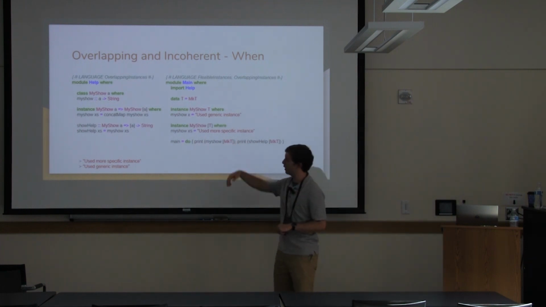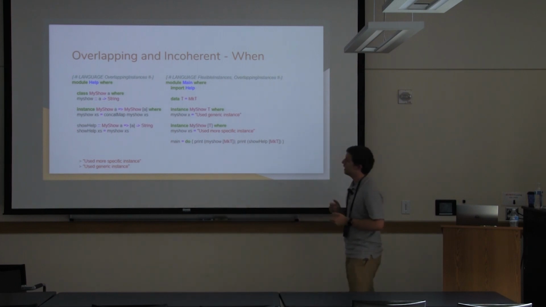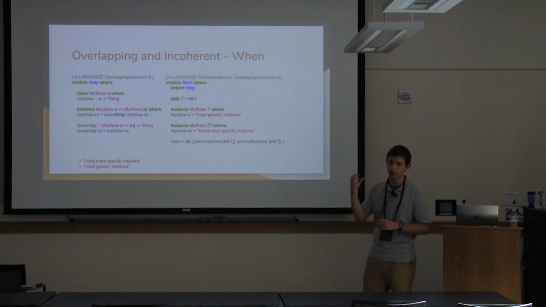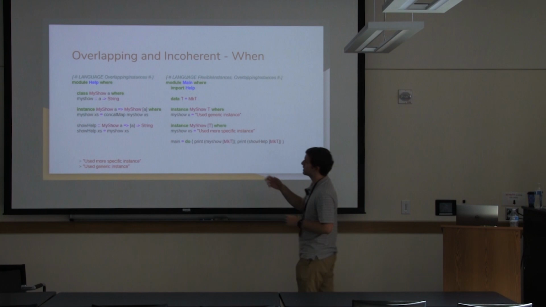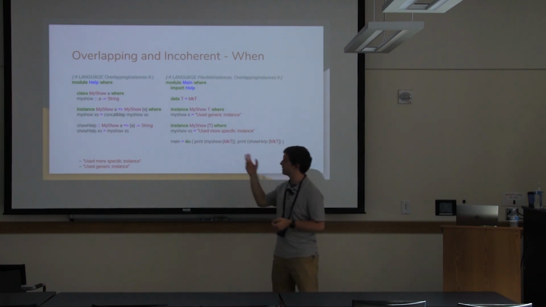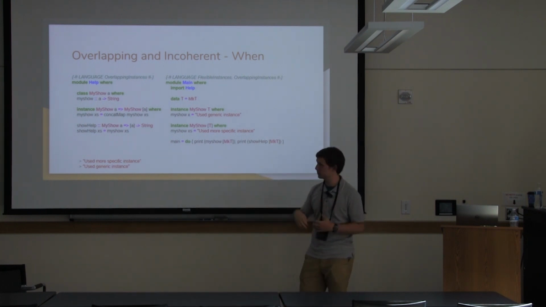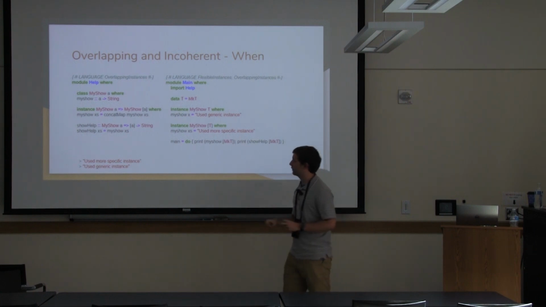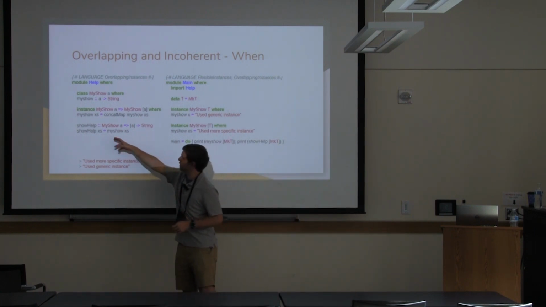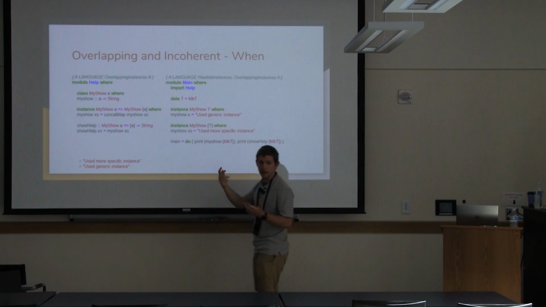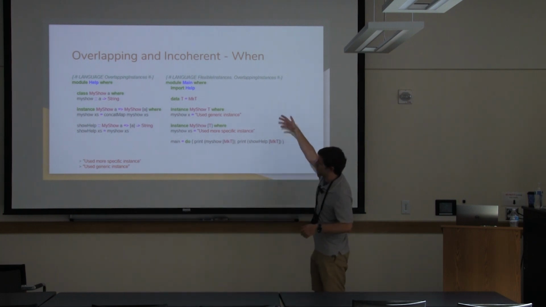So you define one module, Help. It has a class MyShow. You've got an instance for that where, given a constraint that A has a MyShow instance, we're going to have an instance for the list of those things, just do a concatMap. And then we're going to define this function, showHelp, which just basically uses that instance. And that's all it does. And then in main, we're going to pull in Help.